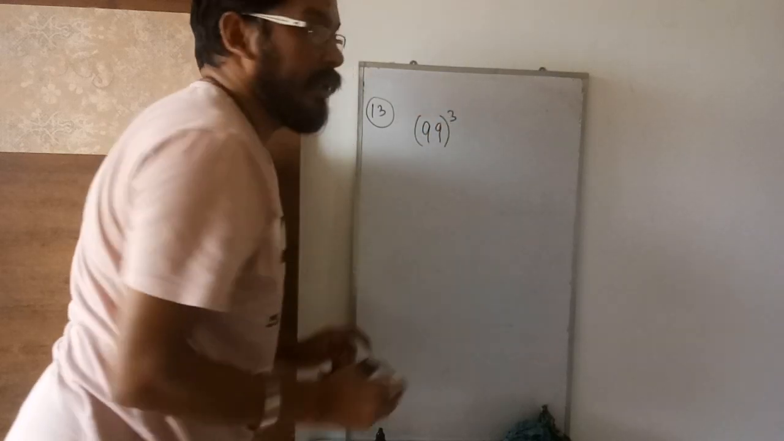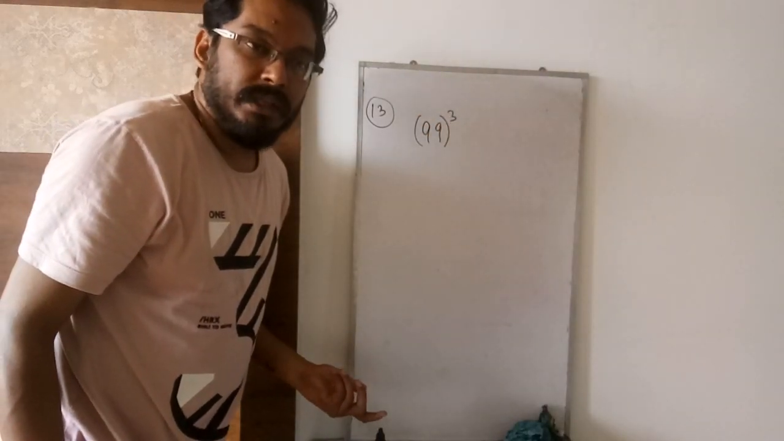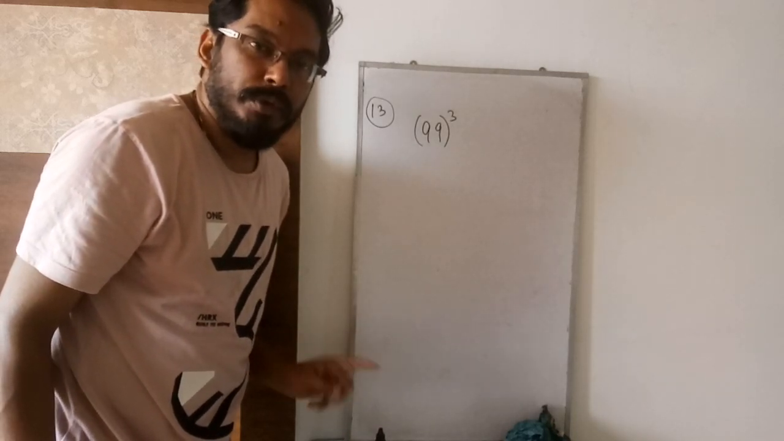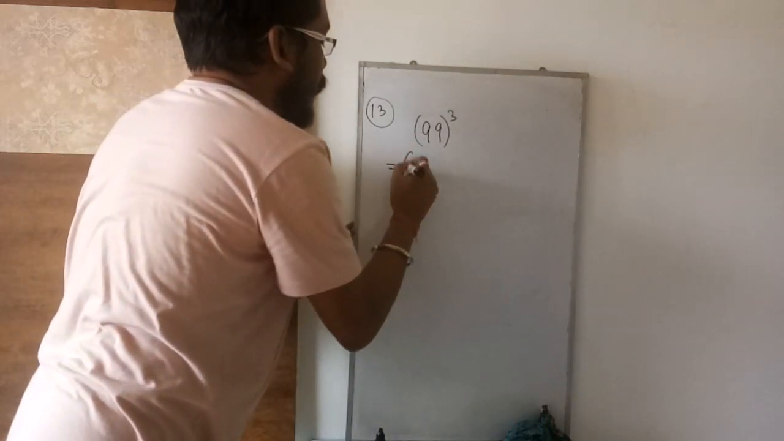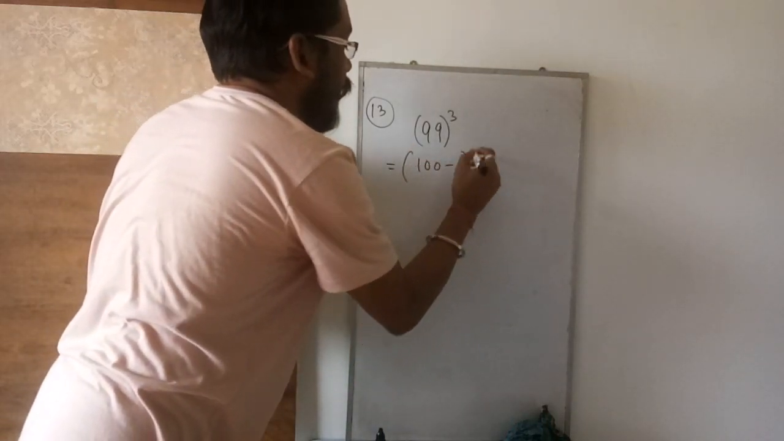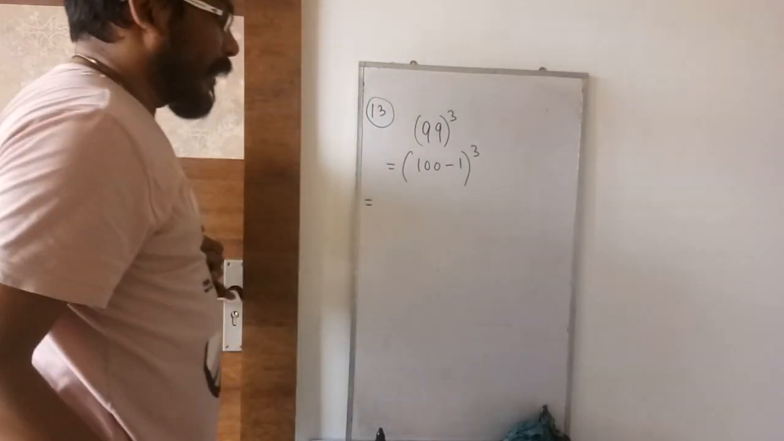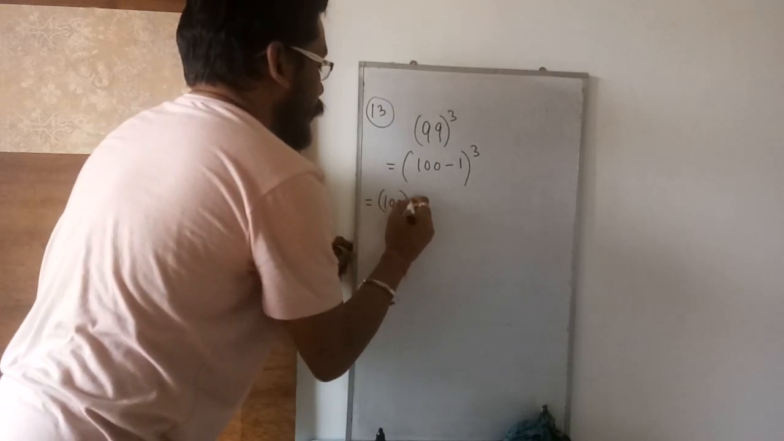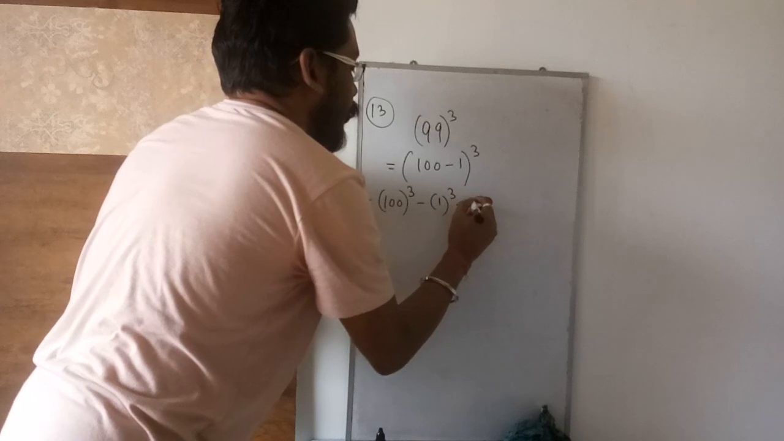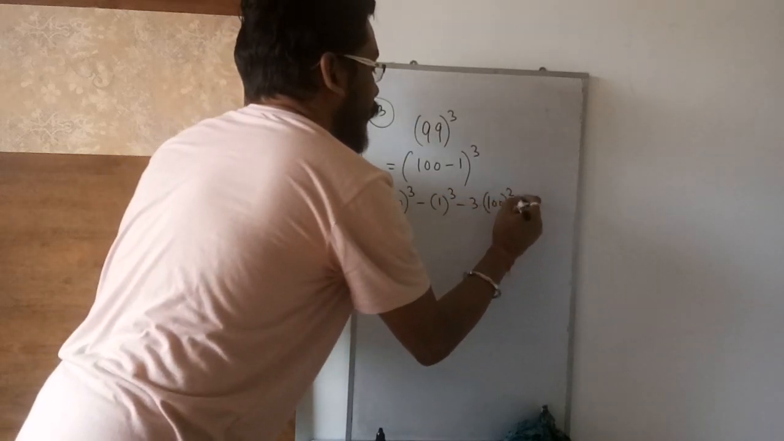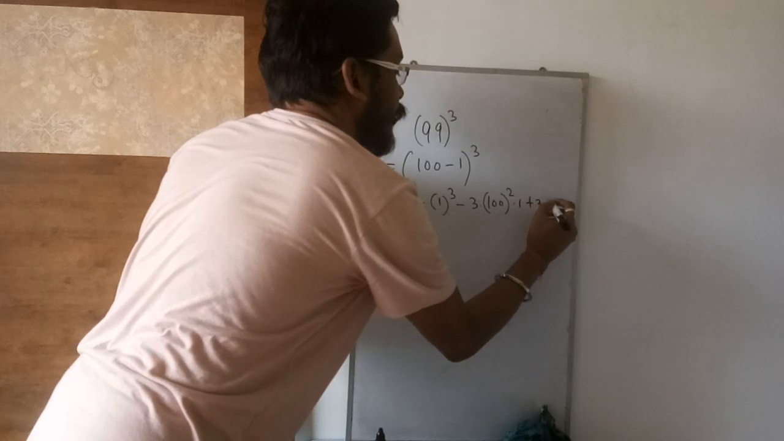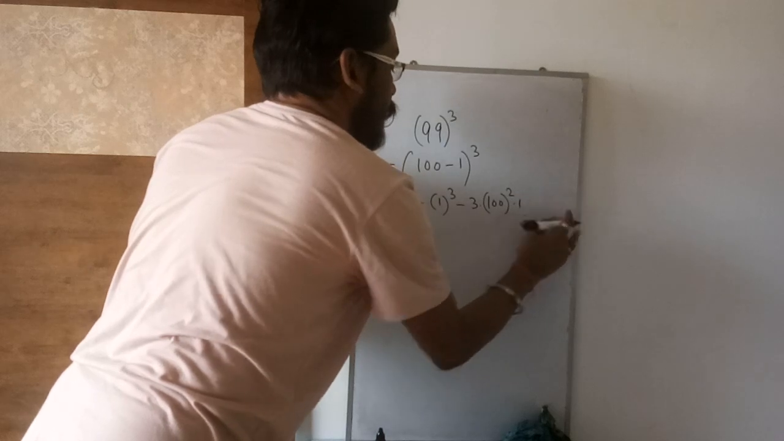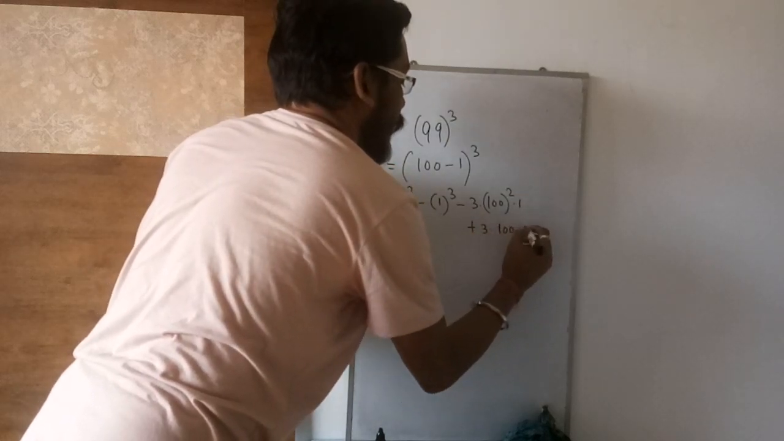I can't write it this way, 99 into 99 into 99. It will give the same answer if you apply the formula. Here they have mentioned it, but even if they don't mention it in the exam, you have to use an identity. So 99 you can write as 100 minus 1 whole cube. So a minus b whole cube, where a is 100 and b is 1. If you have the formula by heart, a minus b whole cube is a cube minus b cube minus 3a square b plus 3a b square. I am writing it here.